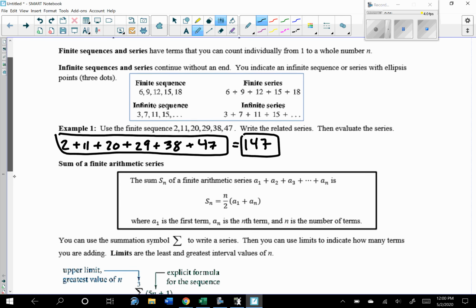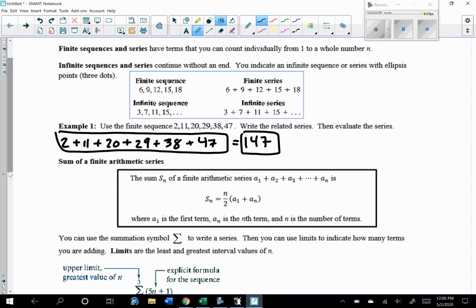To find the sum of a finite arithmetic series, you can use this formula that we have. So the sum S of n of a finite arithmetic series from the first term to the nth term is S of n is equal to n over 2 times a sub 1, which is your first term, plus a sub n, which is the nth term. So for this, n stands for the number of terms that you have. So that's the formula we're going to use.